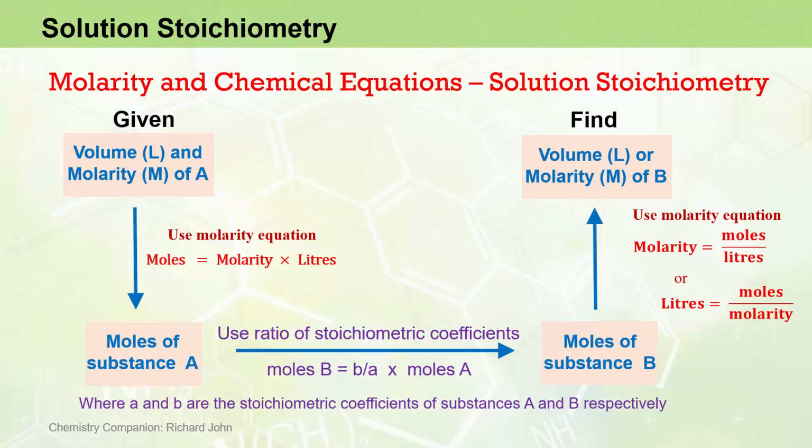And remember, we were able to solve this problem by carrying out these 3 steps. Step 1, converting the molarity and volume information of substance A into moles of substance A using the appropriate version of the molarity equation. Step 2, we converted the moles of substance A to moles of substance B using the ratio of the stoichiometric coefficients in the balanced chemical equation. And step 3, we converted the moles of substance B into either the volume or the molarity of substance B, depending on what we are being asked to solve, by using an appropriate form of the molarity equation.